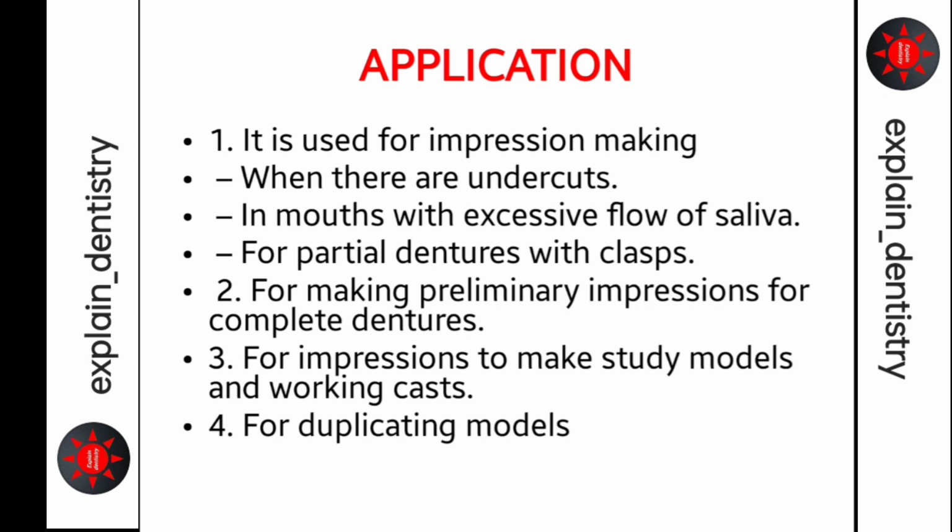Application. It is used for impression making when there are undercuts, as we know that we cannot use the impression compound in the undercuts. The second is in a mouth with excessive flow of saliva. Third is the partial denture with clasp. Then making preliminary impressions for complete dentures. We can also use alginate for impressions for complete dentures as well as the impression compounds. Impressions to make study models and working casts, and then for duplicating models.